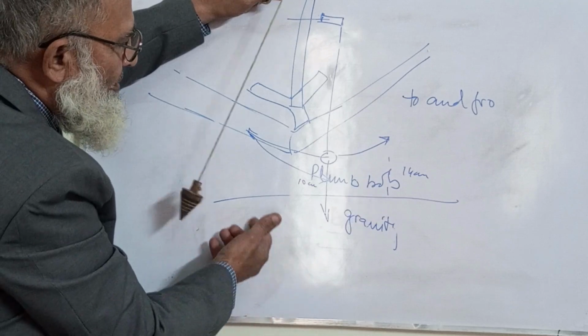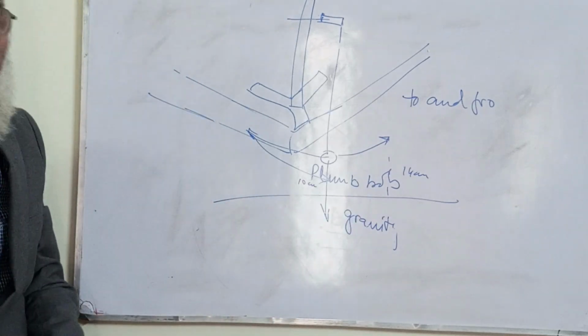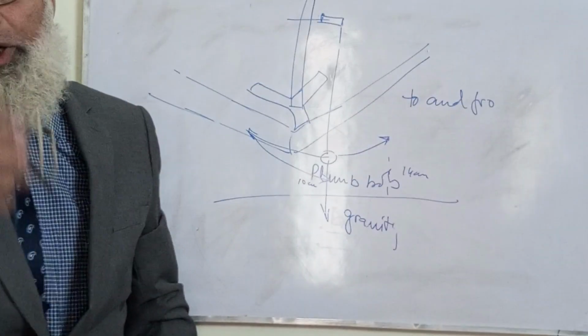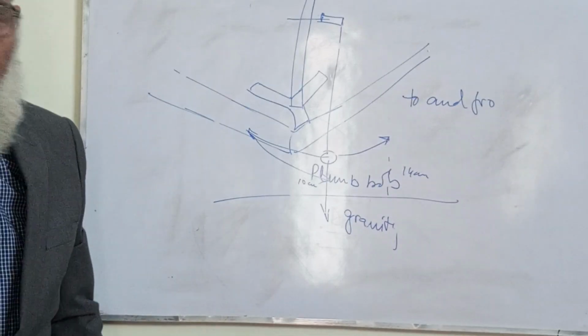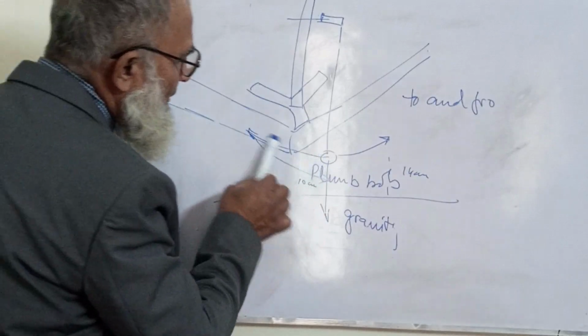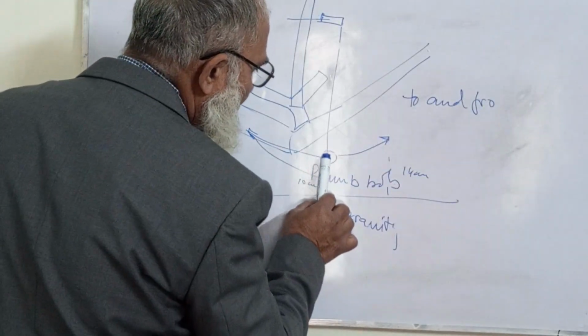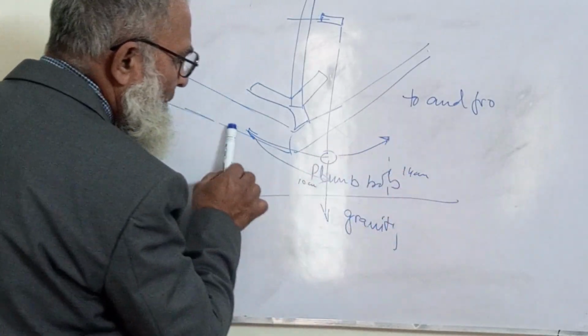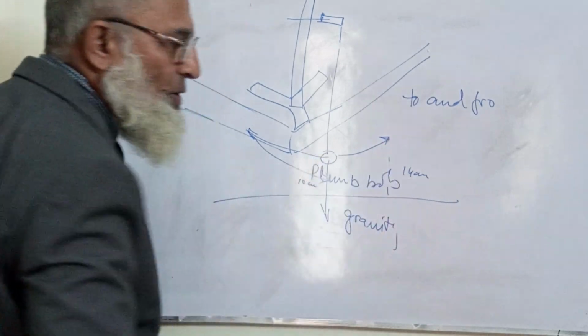Now, this is a very important exercise. This is a very important practical. And what is this? This is oscillation. It is traveling from here to here and back here to here. This is called the oscillation.